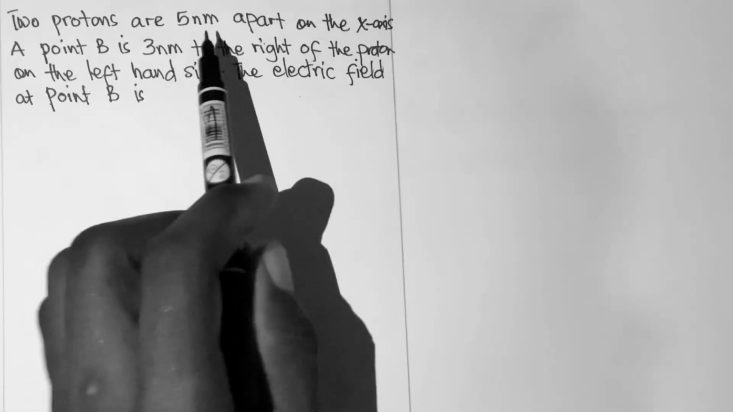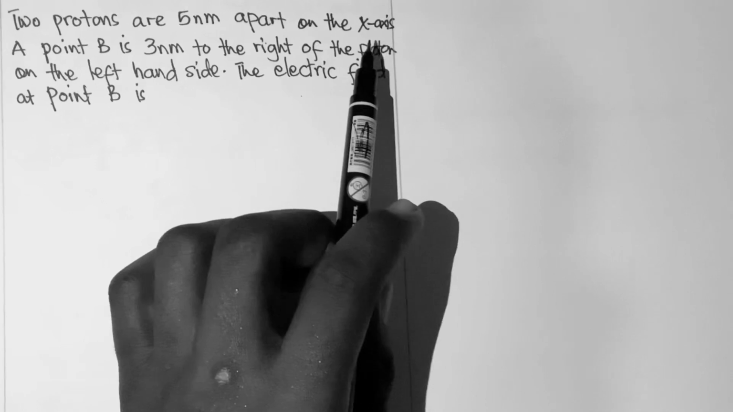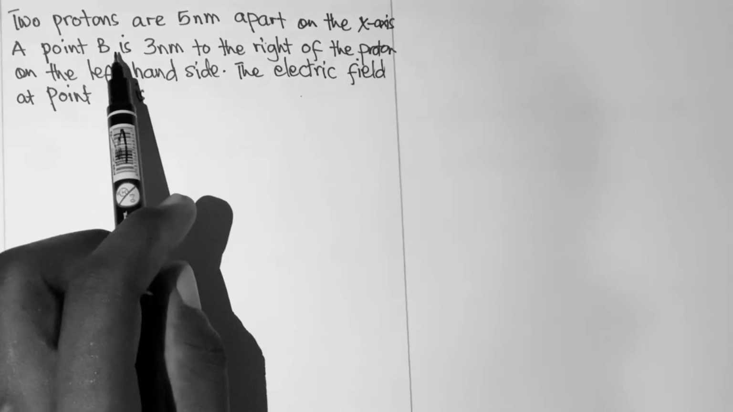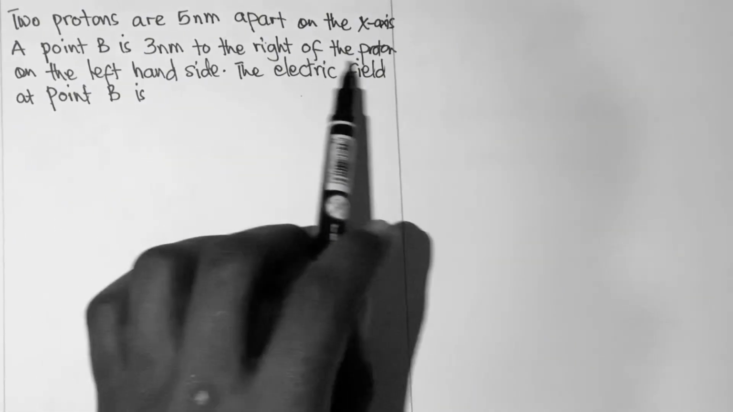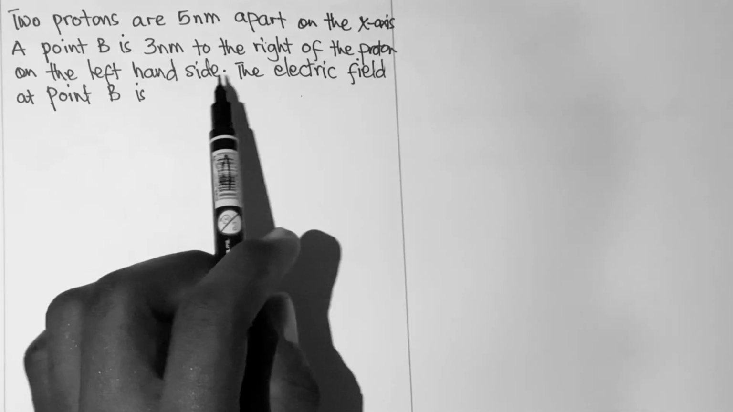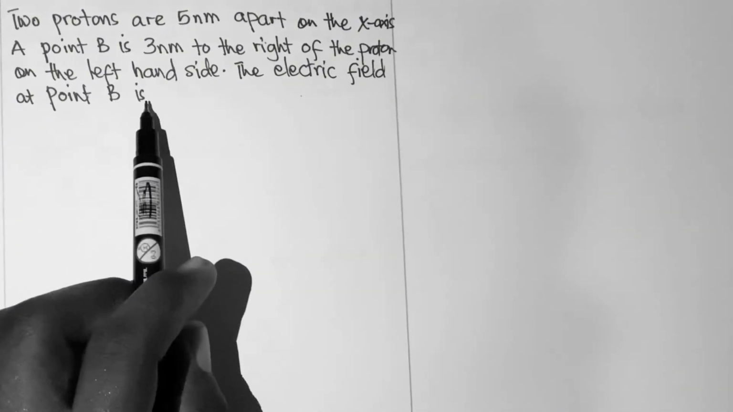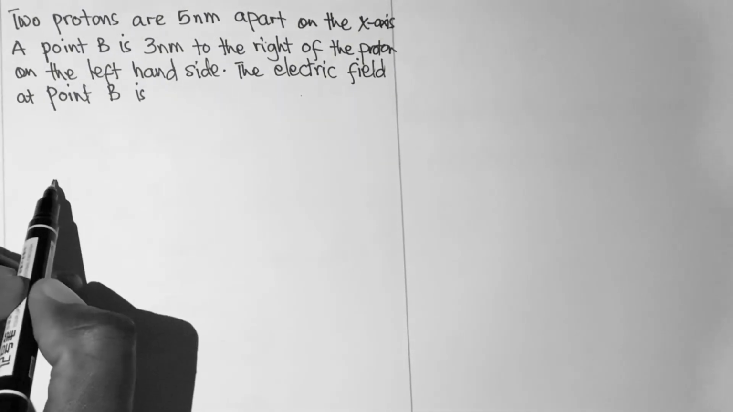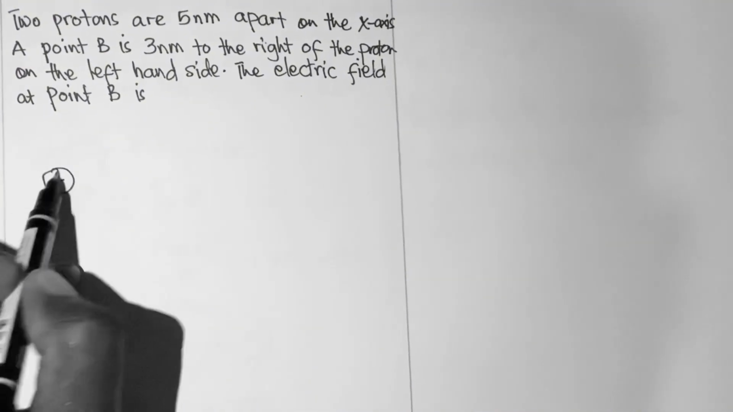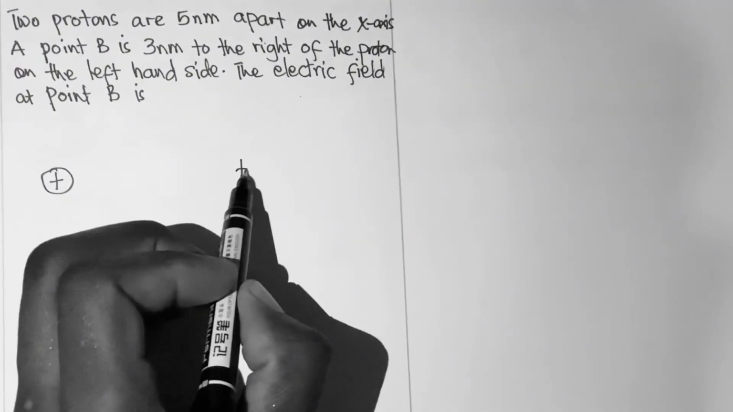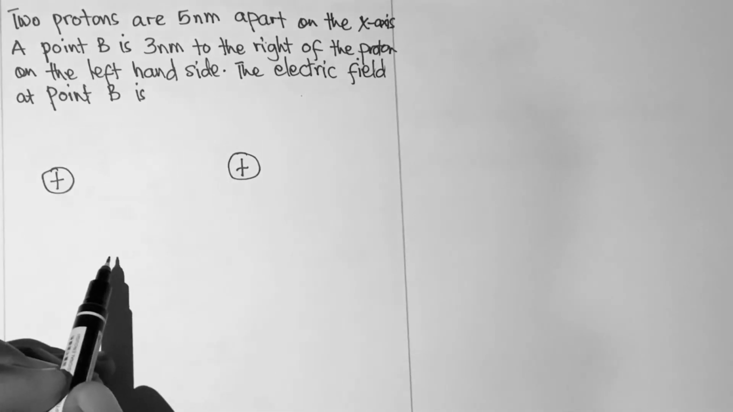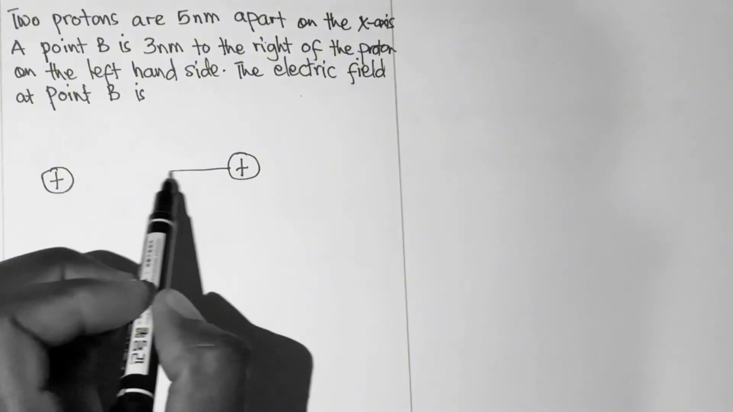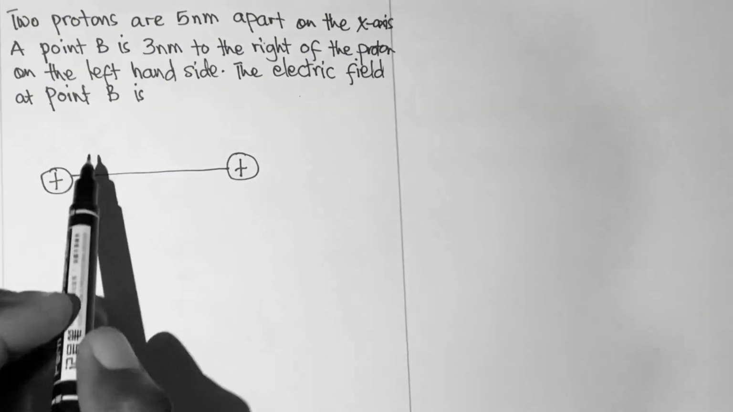Two protons are 5 nanometers apart on the x-axis. A point B is 3 nanometers to the right of the proton on the left hand side. The electric field at point B is, so let's draw the two protons. So let's say this is proton 1, and then this is the second proton on the x-axis. They are 5 nanometers apart.